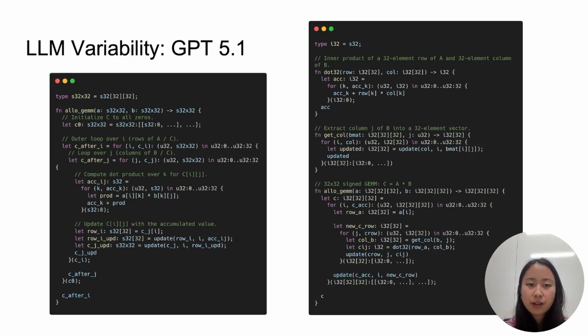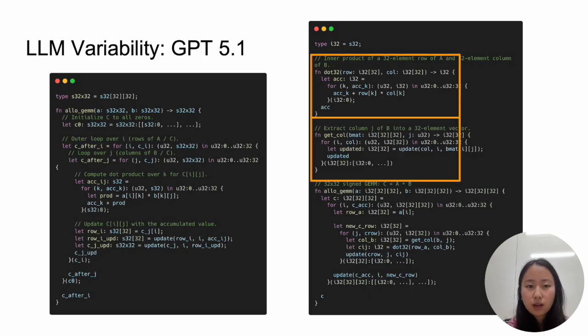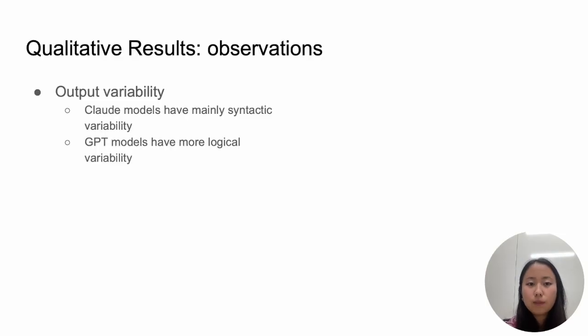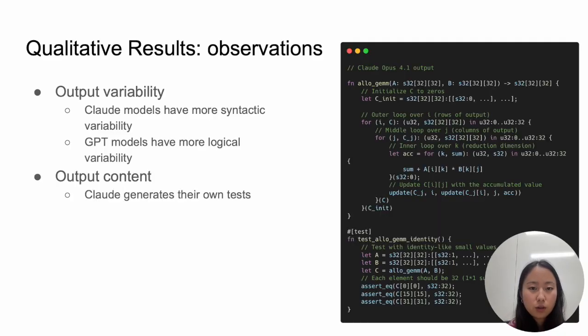GPT 5.1, on the other hand, has more general variabilities, 2 of which are shown on the slide. The one on the left is very similar to the Claude outputs, whereas the one on the right instantiated its own helper functions. So we observed that Claude's outputs have less variability, most of which is just syntax, whereas the outputs from ChatGPT are more logical and structural. We've also noted that Claude generated its own test cases as well as the DSLX function, but GPT did not.